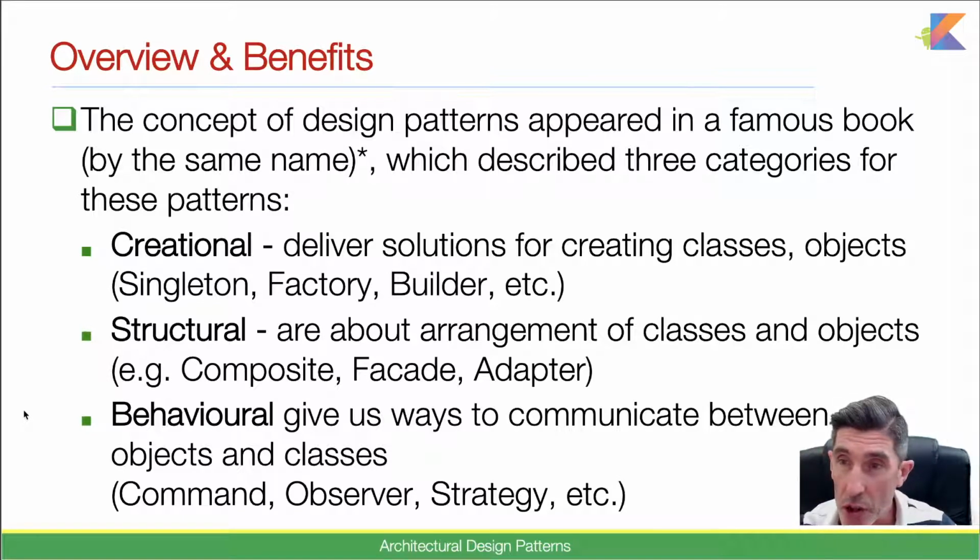So there's 3 main categories that initially were there. You had your creational, which delivers solutions for creating classes and objects. Some of those, you might be familiar with, would be the singleton, factory, and builder patterns. We have a structural category, which is about the arrangement of classes and objects, so your composite, facade, and adapter. And then behavioral gives you ways to communicate between those objects and classes. Specific ones there would be command, observer, and strategy.